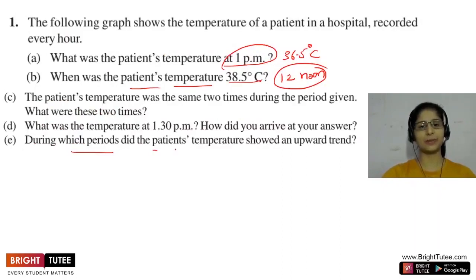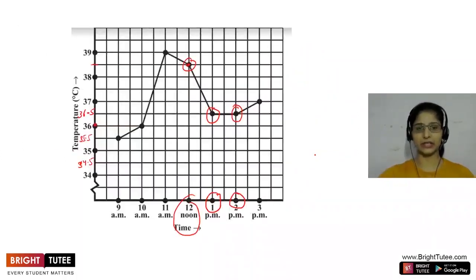Next, they are asking the last question. During which periods did the patient's temperature show an upward trend? So that means there was an increase. During which time? So we see, just see, here it is 9 a.m. Then at 10 a.m. it is increasing. Then at 11 also it increased, and then it is slowly decreasing. So 9 to 11 there is an upward trend, right? 9 a.m. to 11 a.m. there was continuous increase in temperature.